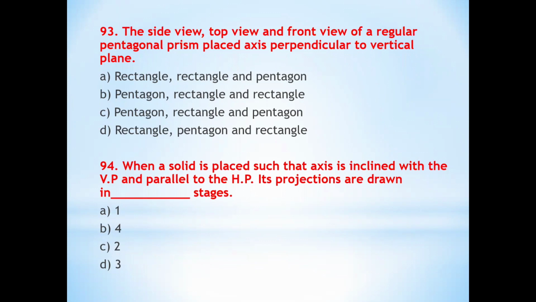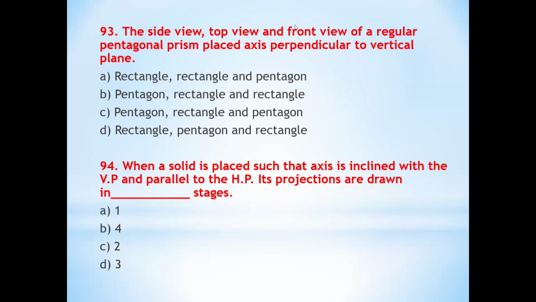Okay, so we'll read it. The side view, top view, and the front view of the regular pentagonal prism place the axis perpendicular to the vertical plane. In short, this regular pentagonal prism is kept on the VP, and whatever its axis is, definitely it will be perpendicular to the VP. So we'll see now.